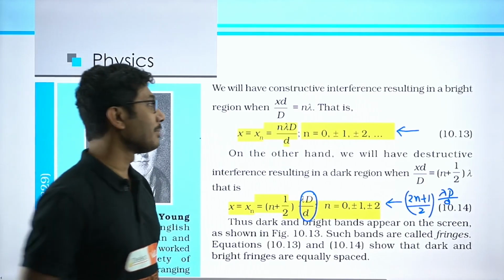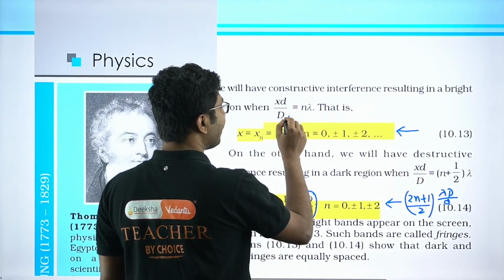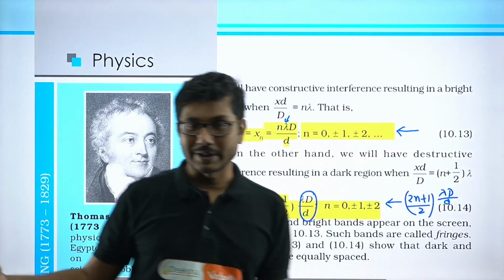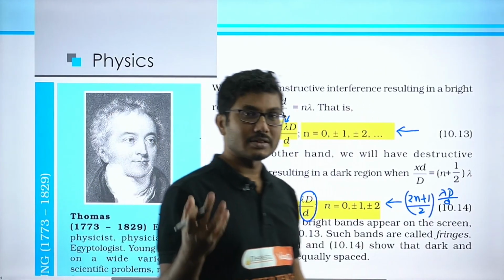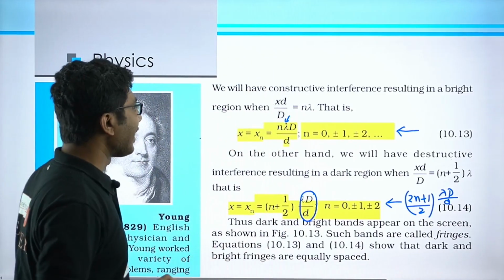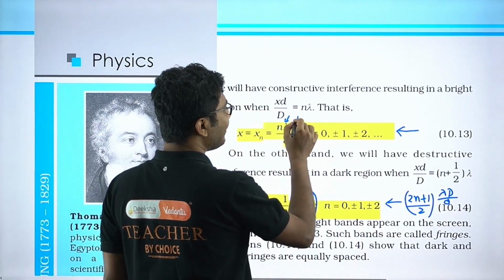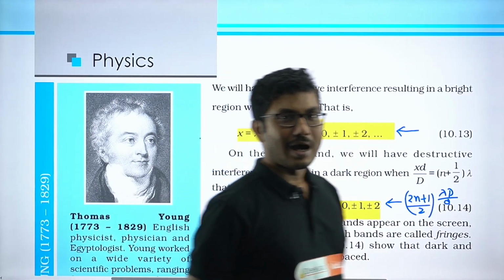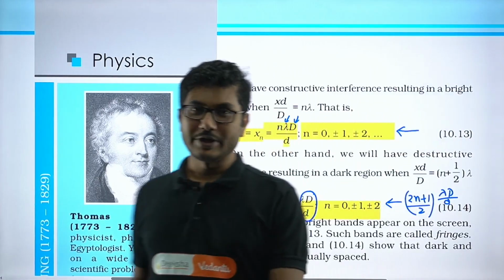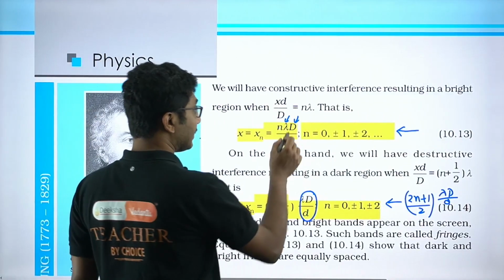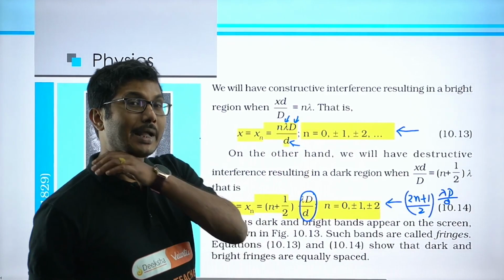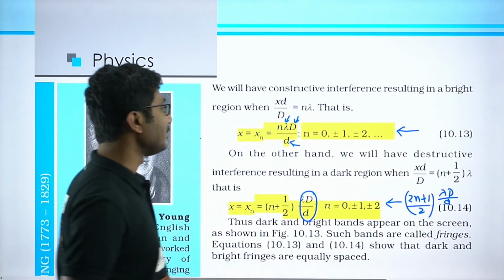How I used to remember: lambda is wavelength. Wavelength is a very small number, right? It is in terms of nanometers, angstroms, like that. So lambda is very small for light, whereas capital D is a bigger number. It may be in centimeters or even in meters. And small d is in millimeters, even in micrometers or millimeters.